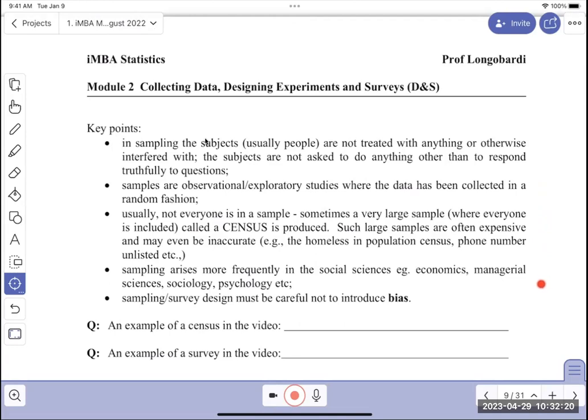Sampling is more likely. So although experiments are more likely in the physical and natural sciences, sampling is more frequent in the others: social sciences, economics, sociology, psychology. So in the social sciences, you'll see more sampling than experiments. And these are done in a way not to include bias. And the census in the video we know as the US Census. And the surveys that we saw were the NRC videos, surveys, and the US Census Bureau surveys.